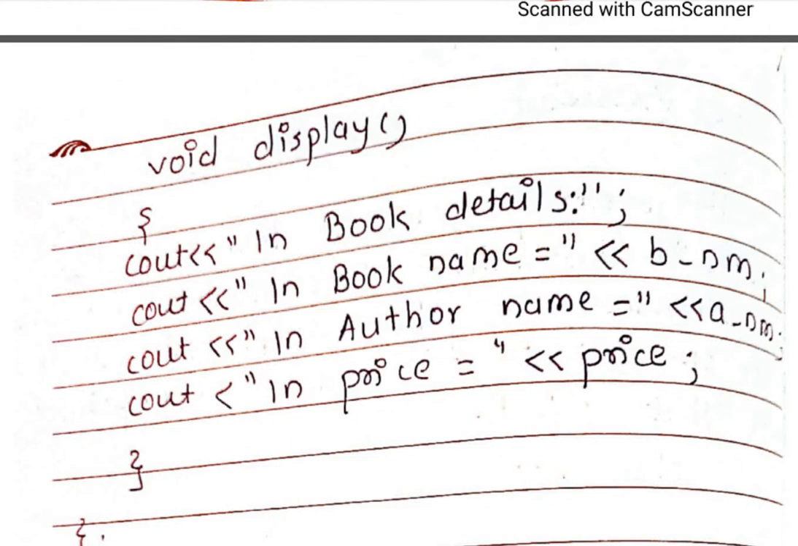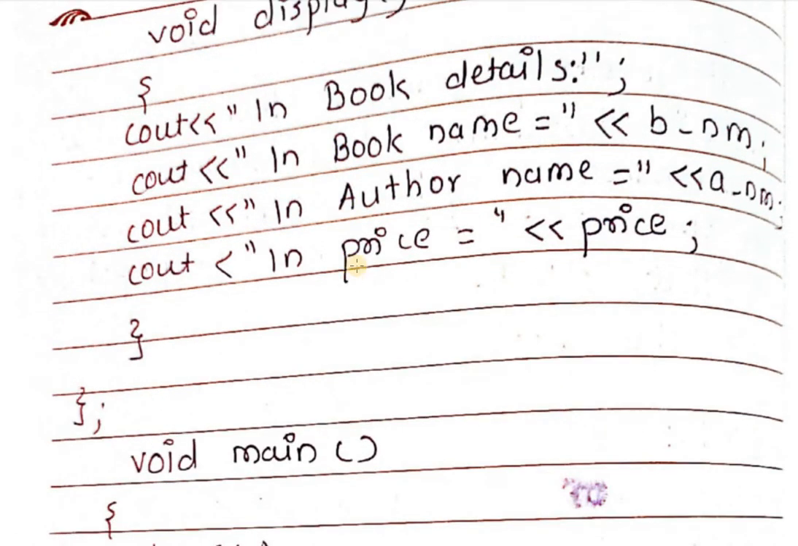Then use the display function to display the book details. Okay, here the display function is used, which displays the book details entered by the user.